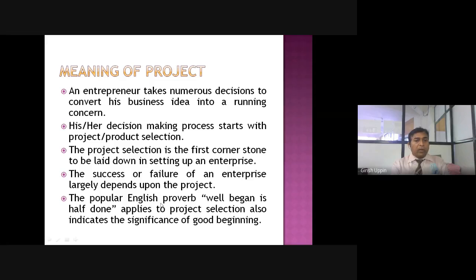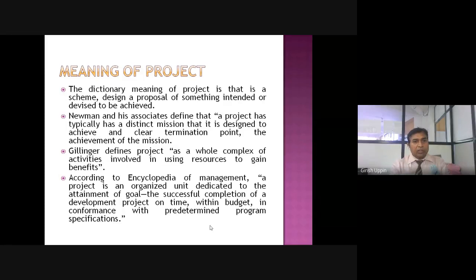The popular English proverb, well begun is half done. Once you select a very good project, half of the work is done. That is what the proverb says. It applies to project selection also, and indicates the significance of a good beginning. When you have a very good project in your hand, the success rate is very high and half the work is done. That is the importance of project selection.